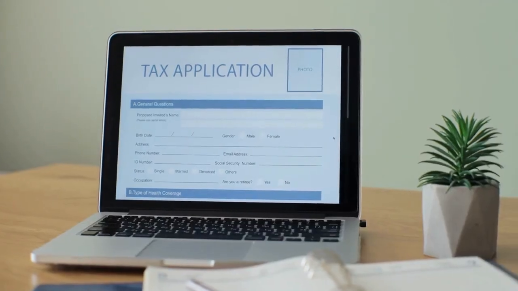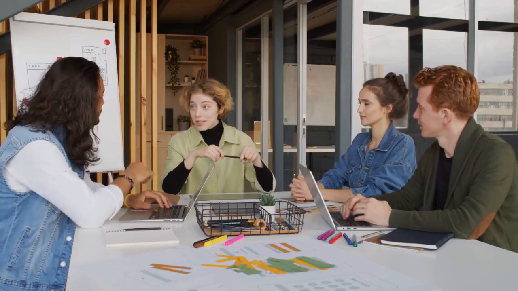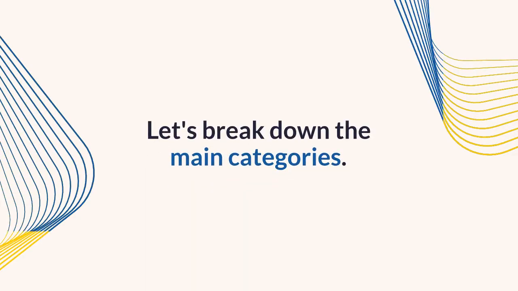Your tax classification is about how the IRS views you as a taxpayer, whether you're an individual employee, a freelancer, or a formal business entity. Let's break down the main categories.